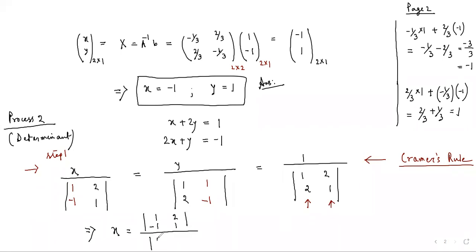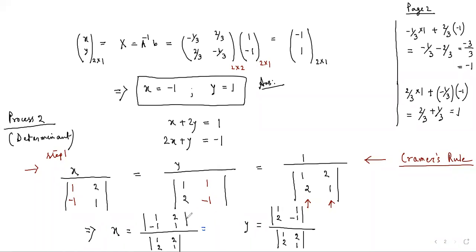And divided by 1, 2 and 2, 1. So this is the value of x, and y is equal to determinant 1, 2, 1 minus 1, and that is 1, 2 and 2, 1. This is the value of y. And if you find the determinant, you will probably get the same result. So let us just try to find it out for completeness.